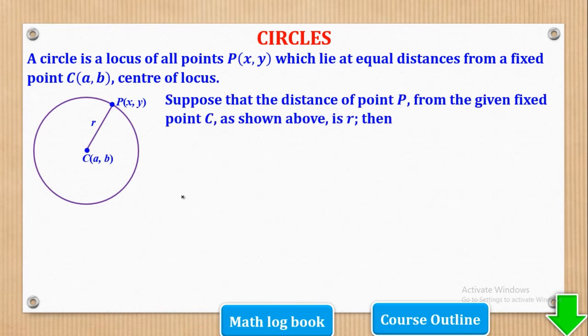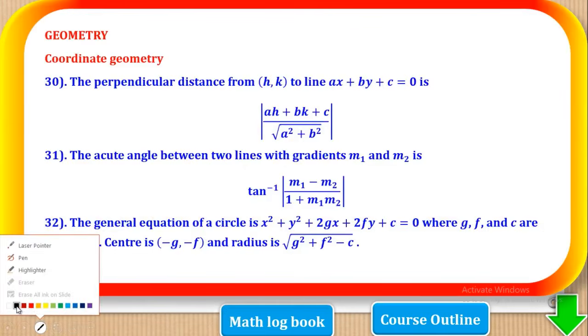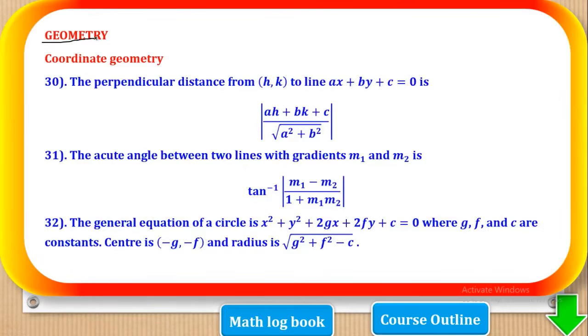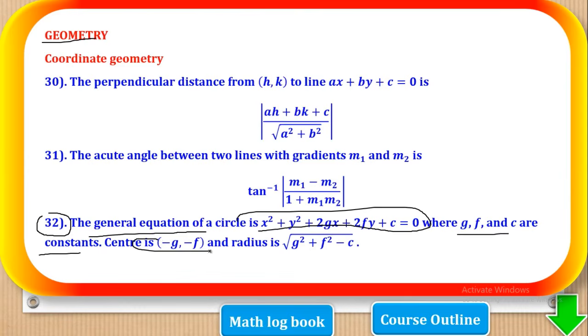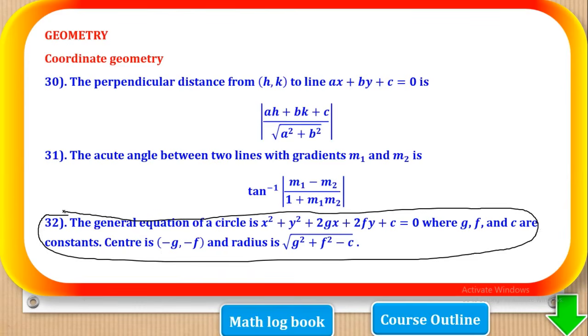Now we want to derive the equation of the circle, which we shall be using, but be reminded that it's available in your mathematical logbook. If you go through the section of geometry in your mathematical logbook and look at equation 32, it says that the general equation of a circle is this, where g, f, c are constants, the center of the circle is given by this, and the radius of the circle is given by that. Basically this statement is what we want to derive, so that you can easily understand where it comes from when we start applying it in the questions.